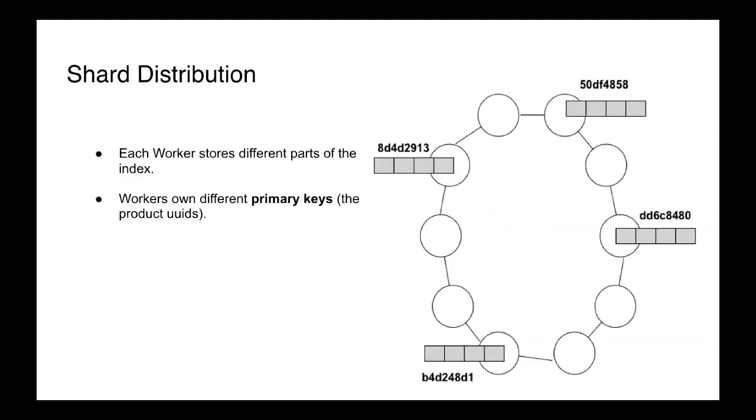Cool. So I know I talked a lot. Let me bring you back to the overall architecture. Given this sharding strategy, each worker will handle a different primary key of our index. So one of the workers will handle each of the products. So that's how that works. And now I'd like to tell you a little bit about some of the scaling challenges we ran into using this architecture.